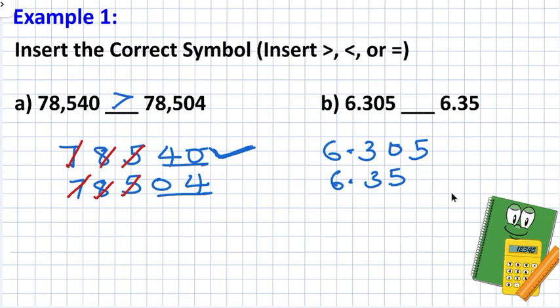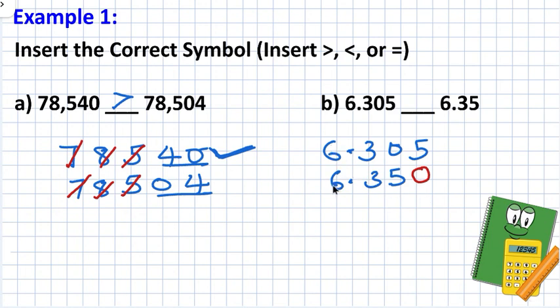Whenever you're dealing with decimal numbers, sometimes you can see that the numbers are not balanced. So you have to balance them by adding a 0 as a placeholder so that it will make the decimal places the same. That way you can clearly compare your numbers. So let's compare these numbers.